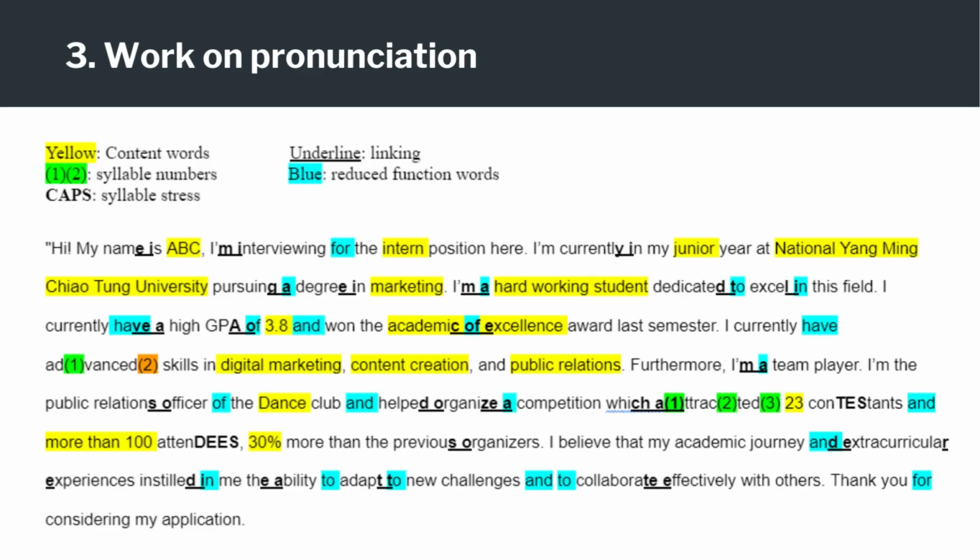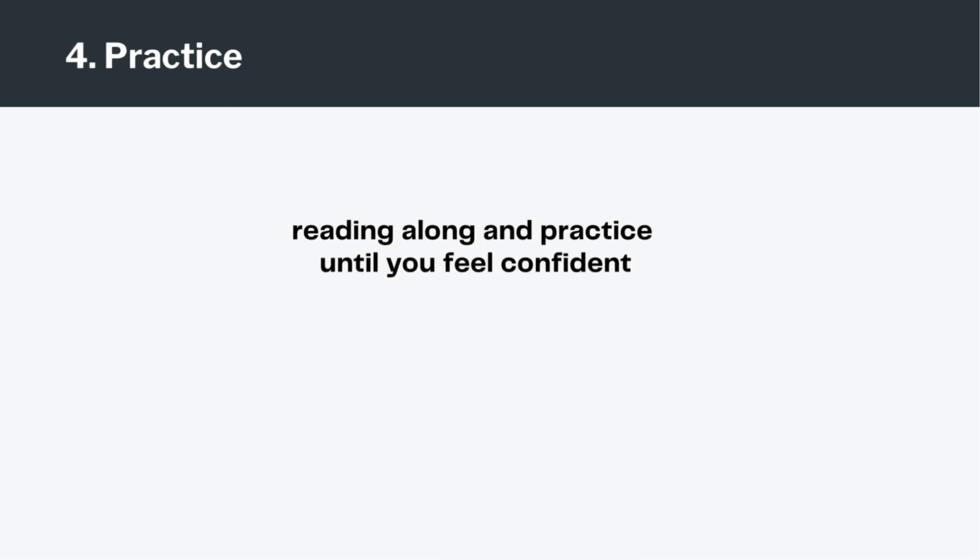Obviously, some parts are going to sound a little strange, but it's relatively close already. Next, I'm going to highlight the pronunciation challenges. Yellow means content words. Numbers means different syllable numbers. Caps means syllables. Underline is linking. Blue are reduced or drop function words. What you need to do is come up with some kind of color coding or system to make sense to you. Lastly, let's do the practice together.